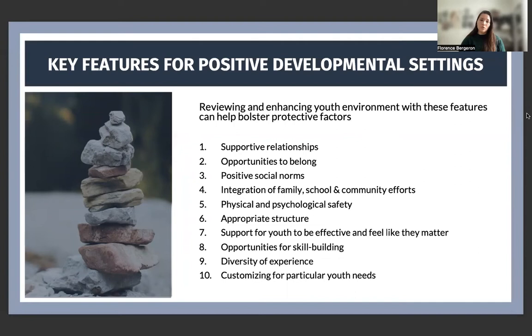Then we have positive social norms. So making sure that the rules that are in place have a positive connotation, trying to think in a positive way rather than just no's. Four, integration of family, school, and community efforts. So a little bit like we discussed in the previous section about how we can have activities that involve family at large in the school and create that sense of community, and also foster family relationships and relationships between the community members in general.